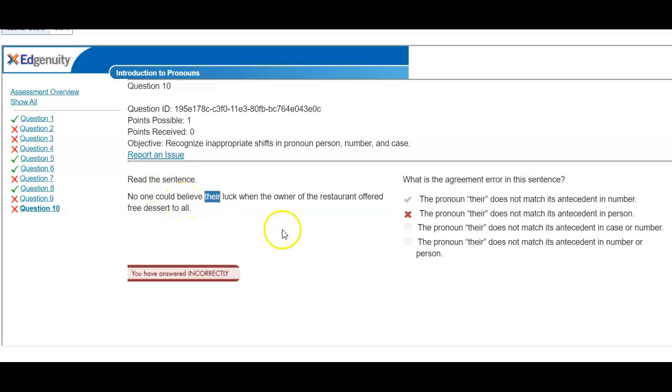And that is indicating how many people there are. There is if you have a group of people, but no one, it's just like that other one where we looked at each one. No one, you're looking at one singular person. So that means you would say his or her luck when the owner of the restaurant. If this said they, then you could use their, because they is talking about one group, and that's talking about number. How many people are there in that group?